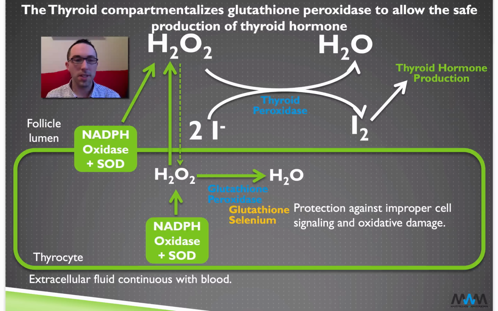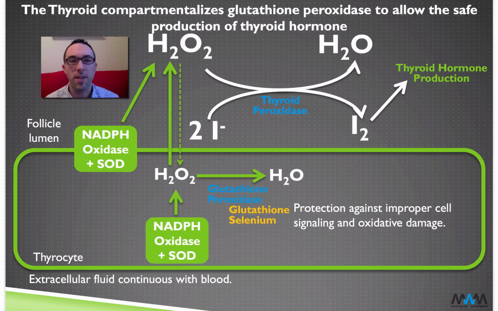So in the first lesson, we talked about how the thyrocyte is going to produce lots of hydrogen peroxide and put it into a location called the follicle lumen so that it can be safely compartmentalized for the production of thyroid hormone. Some of that hydrogen peroxide is made inside the cell and put out into the follicle lumen. Some is made by NADPH oxidase in the cell membrane and goes straight into the follicle lumen.